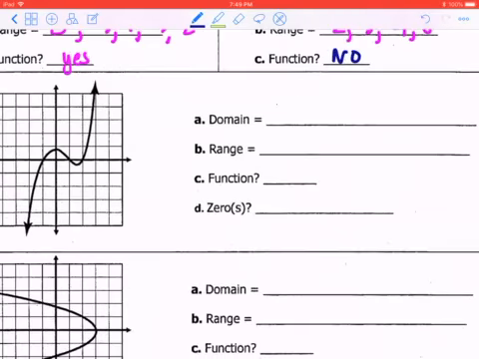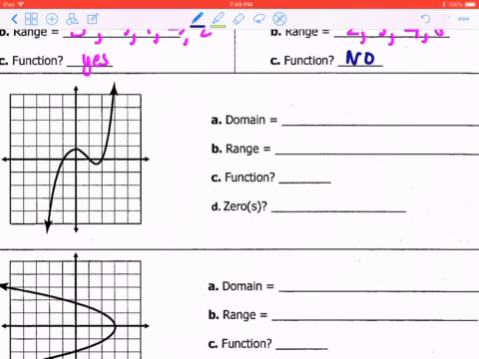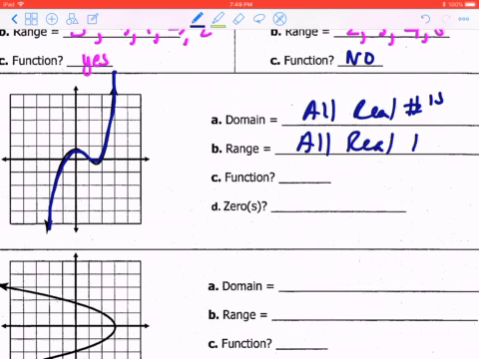Here, they give us a graph and they want us to determine the domain and the range. The domain of this graph will continue to go on forever, and it keeps spreading, so it's all real numbers on the x. And then on the range, the same thing. It'll go on forever, so all real numbers on the range. To check the function, if I draw vertical lines, I will see that they don't touch twice. So yes, it's a function.